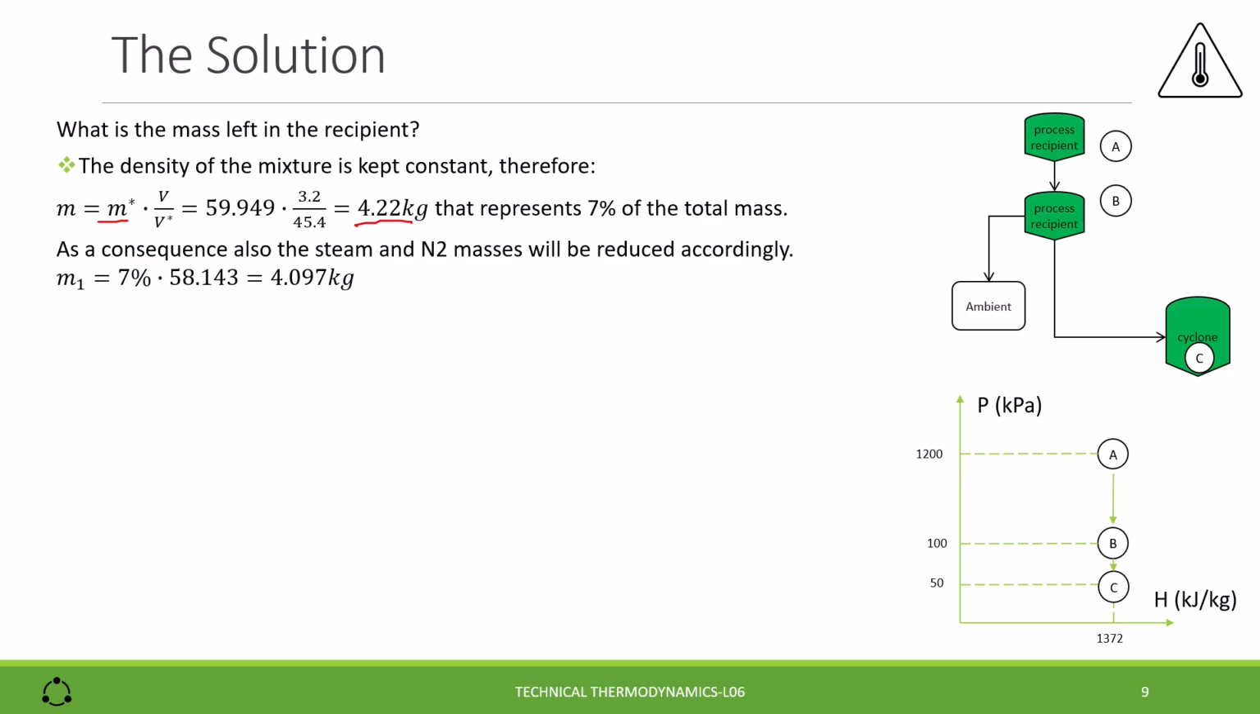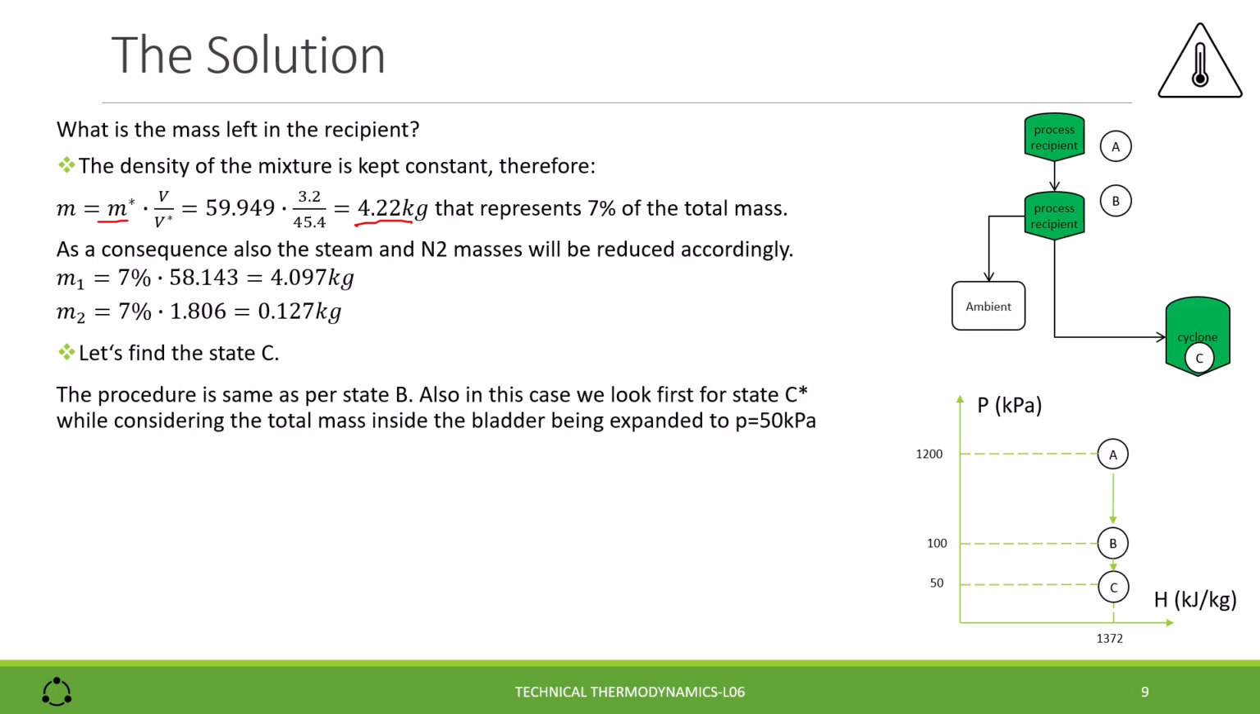We find for M1 4.097 kg and for M2 0.127 kg. Let's find now the state C. We proceed in the same way as for the state B, and also in this case we look for the state C star while considering the total mass inside the bladder being expanded up to the pressure 50 kPa.